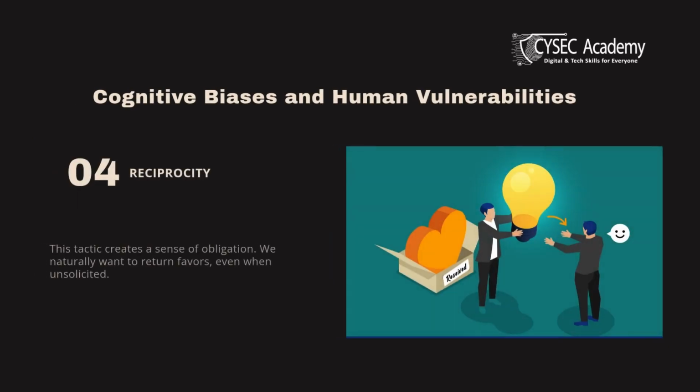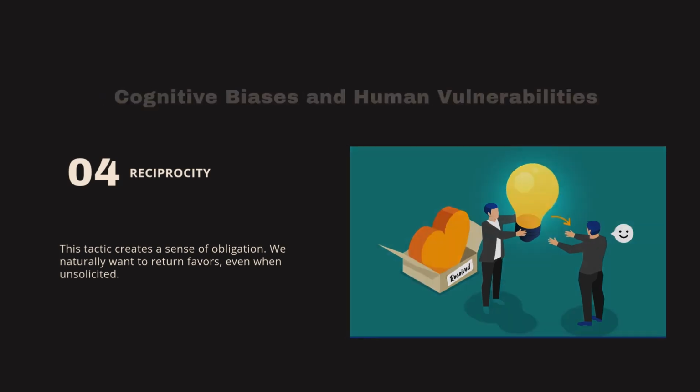4. Reciprocity: I did something for you, now you do something for me. This tactic creates a sense of obligation. We naturally want to return favors even when unsolicited. For example, an attacker offers free software, a white paper, or IT support in exchange for credentials. Why this works is because you feel a subconscious need to reciprocate, even when it's unsafe. What you need to do is to be wary of gifts from unknown sources, especially if they involve sharing information or clicking links.